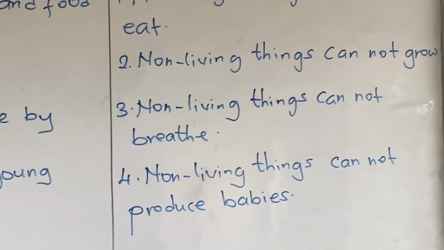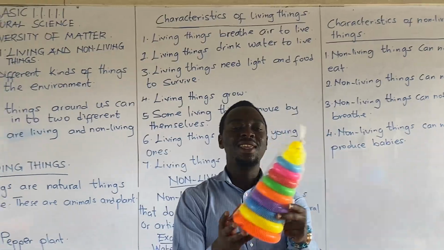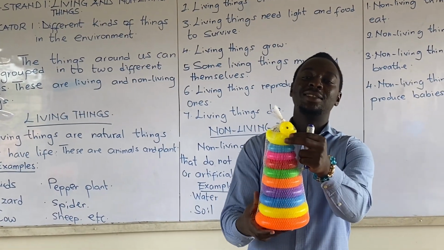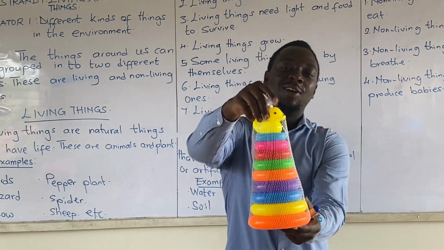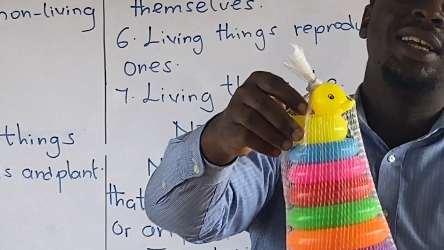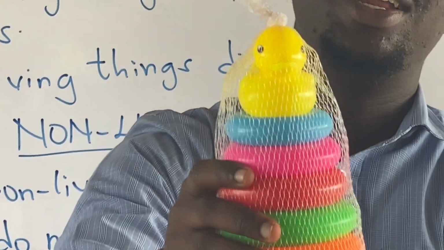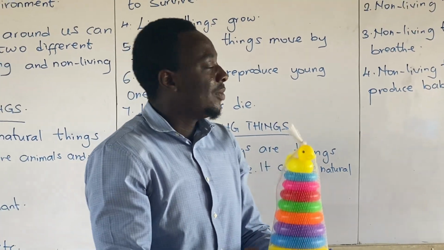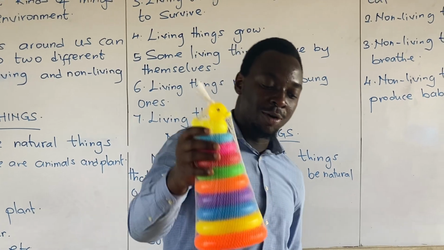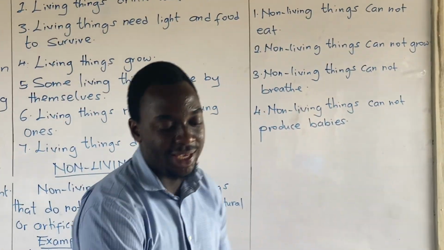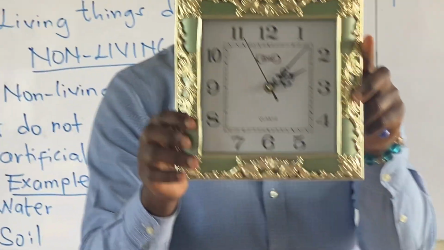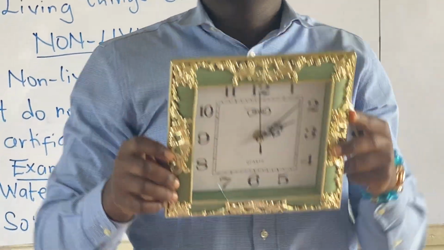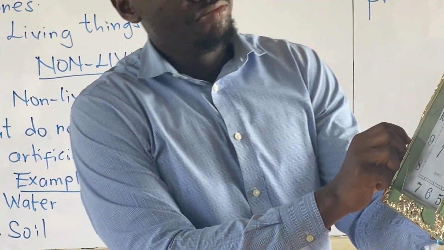3. Non-living things cannot breathe. If you look at this toy I'm having here, it is a non-living thing and it cannot breathe. Look at this little duckling. As I'm pinching it, it is not screaming and it is not doing anything. It cannot breathe. It cannot eat. It cannot grow. I have a clock here and it is an example of a non-living thing because this clock cannot eat. It cannot grow. It cannot move by itself.